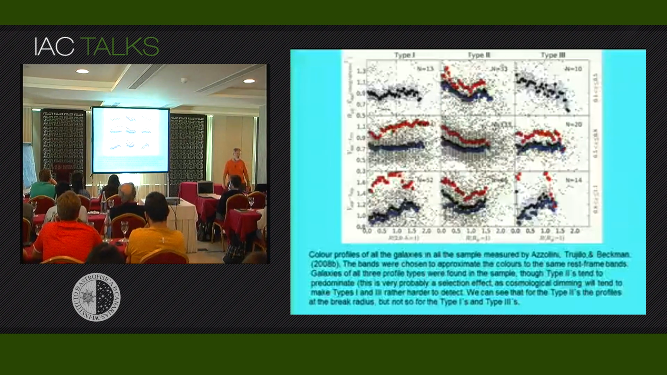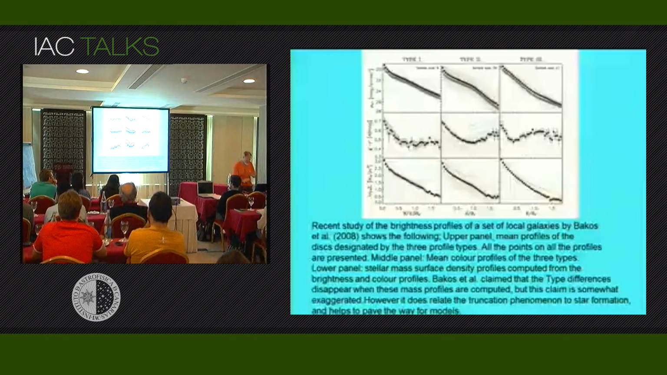And we find, looking at the type 2s now, the truncated ones, where we found clear evidence of something. The evidence is that the colors at the break radius are bluest. That is to say, the colors are redder near the middle of the disk, become bluest at the break radius, and then get redder again as you go further out into the truncated part. The type 1s and type 3s are a little bit more difficult to work with in this case.